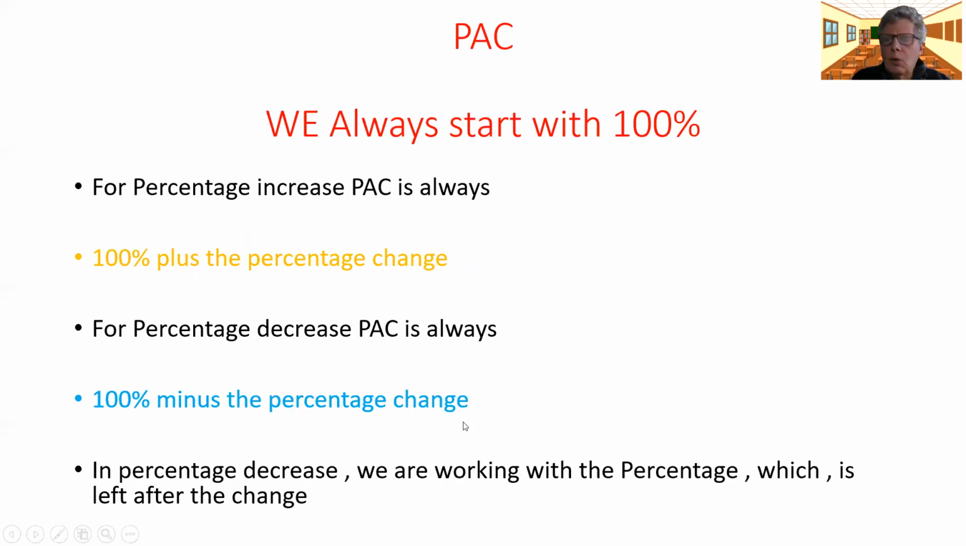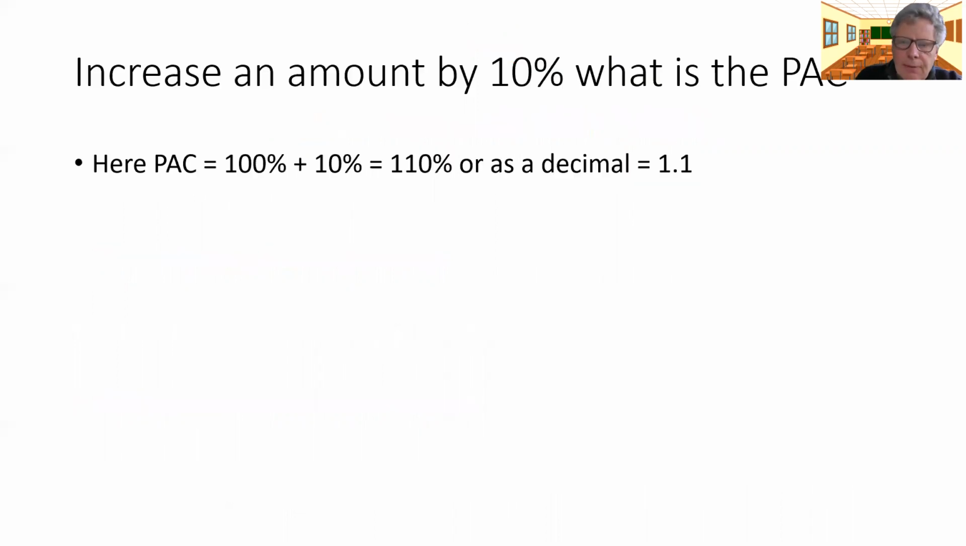Right. With PAC, we always start with 100%. So whenever we're doing percentage change, you must remember we start with 100%. So for percentage increase, the way we calculate PAC is just 100% plus the percentage change. For a decrease, it's 100% minus the percentage change, which means for percentage decrease, really what we're working with is the percentage that's left after the change. We're not so much interested in how much has gone down. What we're interested in is what's left.